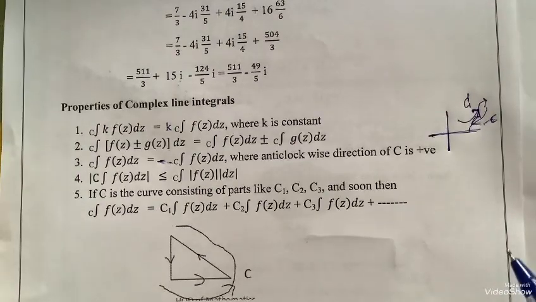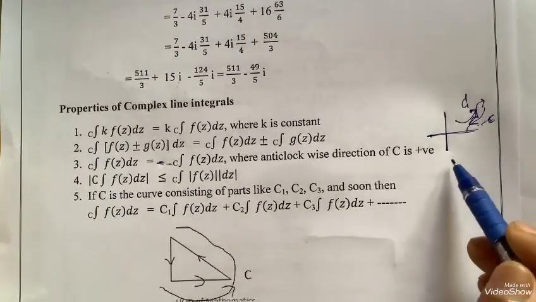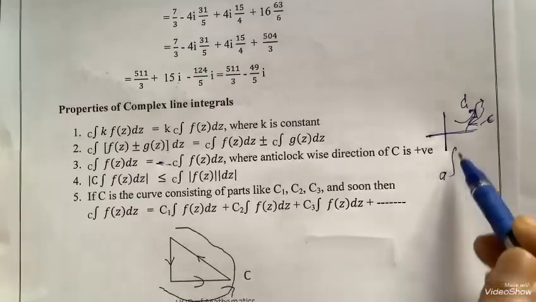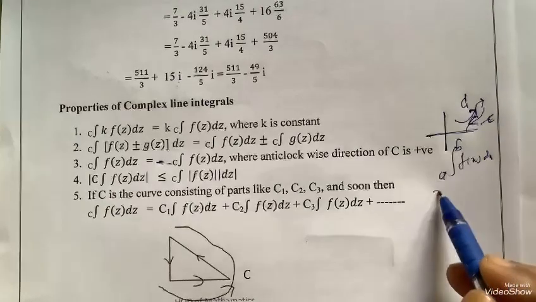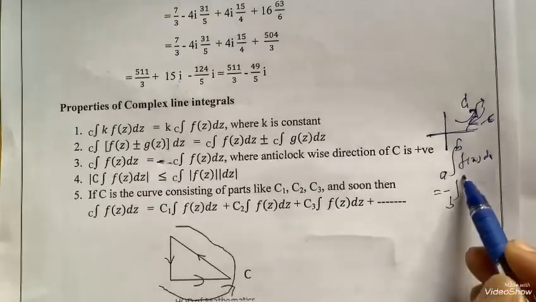The clockwise direction, if you consider, is taken as minus C, because in case of real variable integrals, you know already, integral from a to b of f(x) dx is equal to minus of the integral from b to a of f(x) dx.